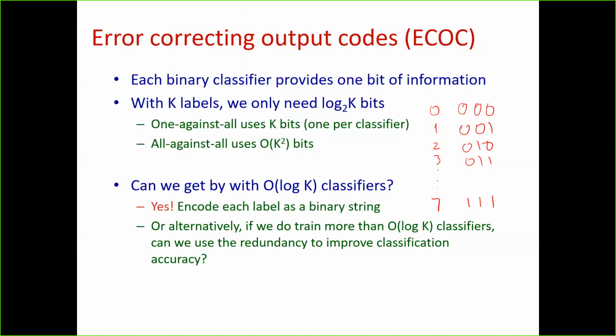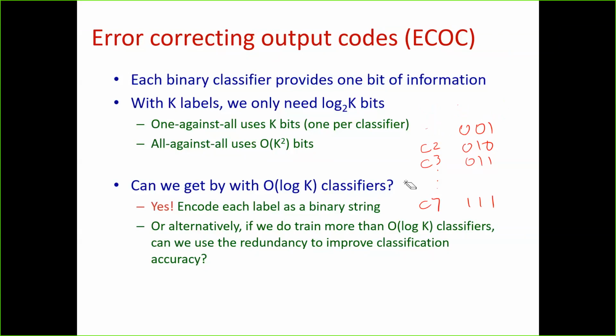Suppose I ask you to encode 8 classes, C0 to C7, into binary strings so that every string is unique, what is the minimum number of bits that you need? 3, right? I can encode C0 as 000, C1 as 001, and every one is unique from the other. Agree till this point?